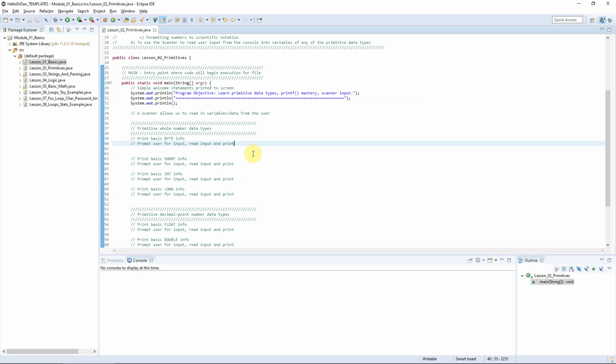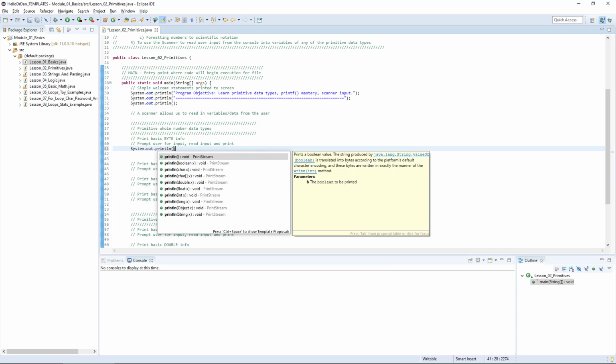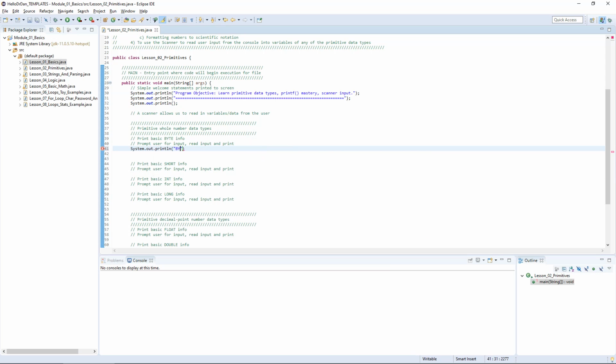Without saying anything else, let's take a look at the byte data type. I'm just going to write a little bit of printing statements. System.out.println, and I'm just going to preface this with the byte data type.